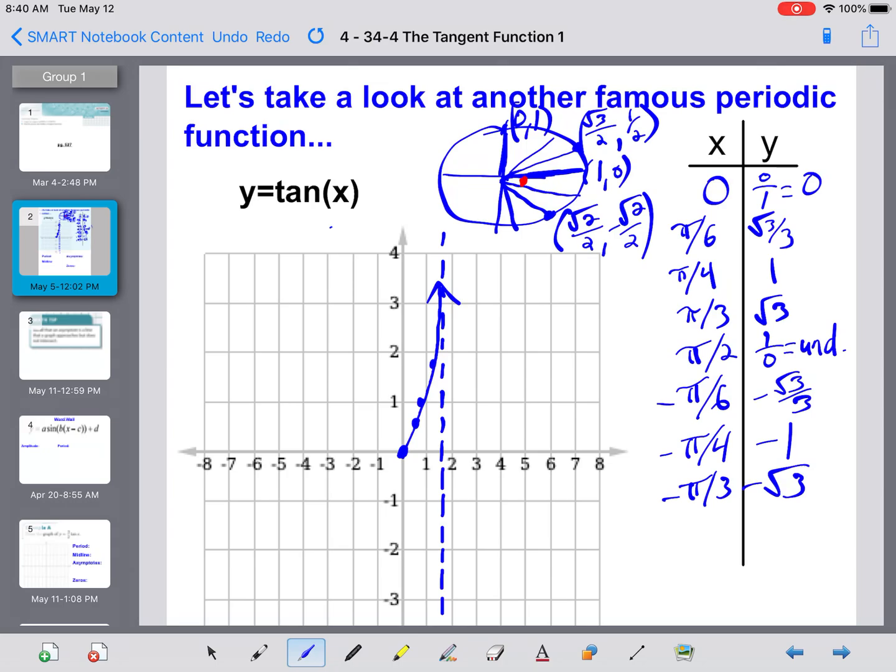And if I do negative pi over 2, now negative pi over 2 is straight down, right? That's going to be the y over x there, negative 1 divided by 0. The y is negative 1, but that's still undefined. So at negative pi over 2, which is negative 1.57-ish, all right, I get another asymptote right about there.